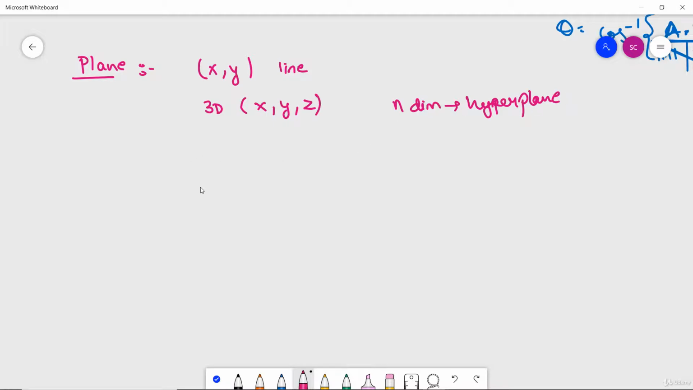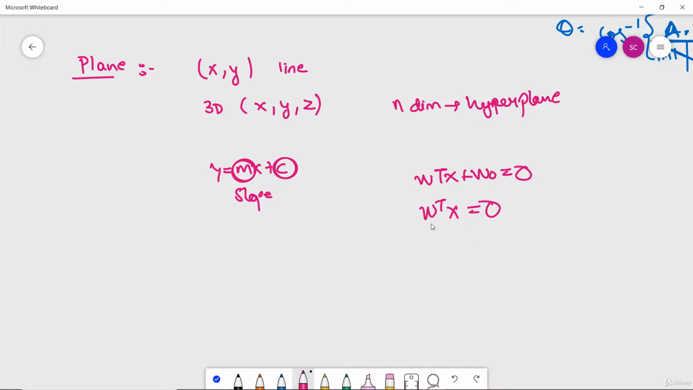Now we know that the equation of a line is y equals mx plus c, where c represents the y-intercept and m represents the slope of that particular line. So the equation of a plane in n dimensions is actually w^T x plus b equals 0. Hence the equation of the plane passing through the origin is w^T x equals 0.